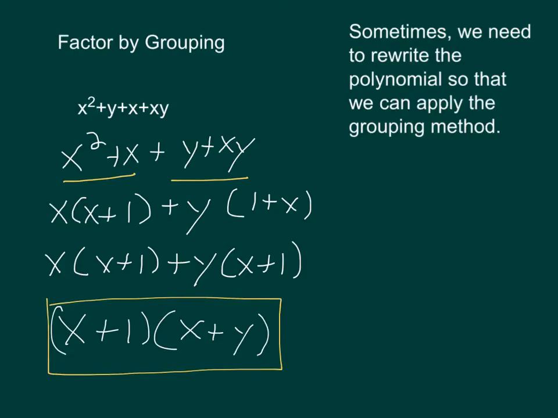That's the grouping method. We put the terms in an order so that I could group them with common factors, remove the common factor from each pair, get a common binomial factor, put that in front, and then leave behind the coefficients of that binomial factor. And there you go.